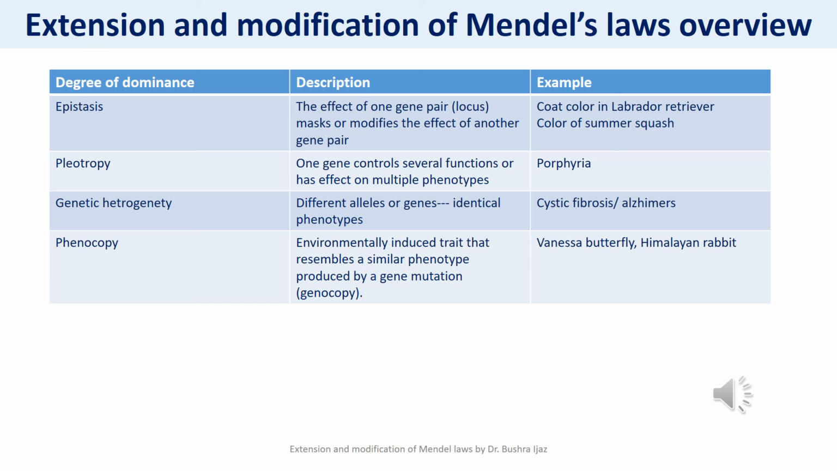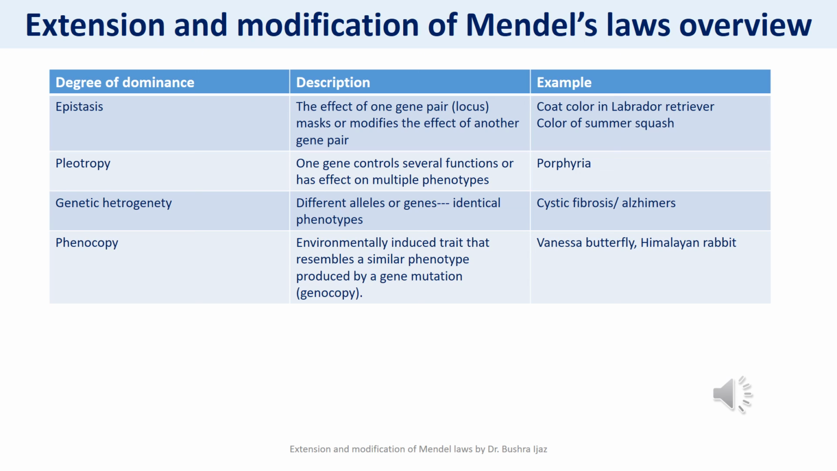Then, in today's lecture, we learned about pleiotropy, in which one gene controls several functions and has many effects or multiple phenotypes produced by that. And we learned the example of porphyria. We then learned about genetic heterogeneity, in which different alleles or genes produce an identical phenotype. And the examples were cystic fibrosis and Alzheimer's.